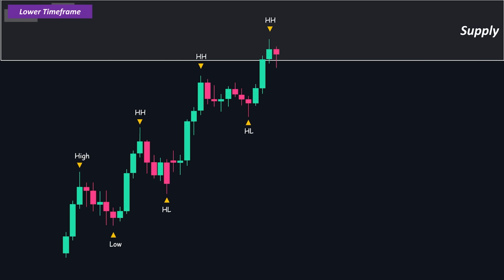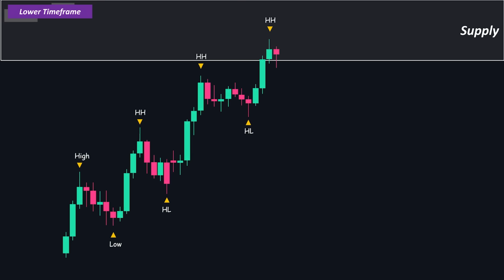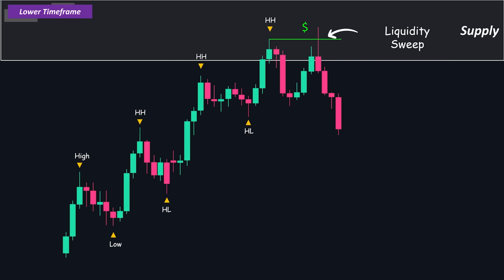You can use either of them to enter a trade. The first entry type is a change of character combined with a liquidity sweep. A strong trading opportunity appears when price sweeps liquidity above a previous high, followed by a clear change of character. The liquidity grab shows that buy-side liquidity has been taken and early buyers are trapped. Then, the reversal is confirmed by the change of character, where price breaks the most recent higher low and shifts the market structure to the downside.